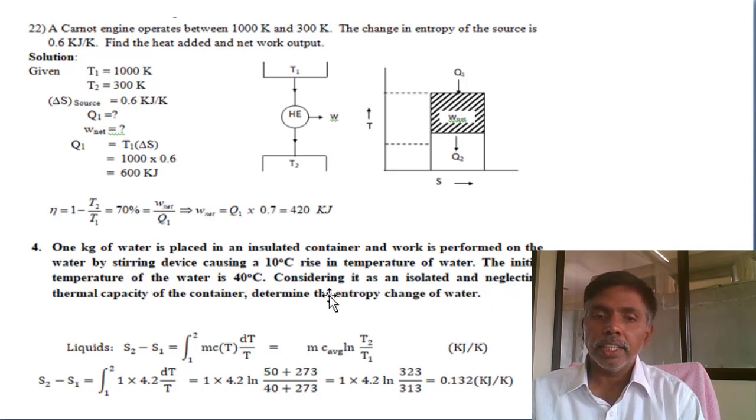Considering it as isolated and neglecting the thermal capacity of the contents, determine the entropy change. I already mentioned for liquids and solids, it is just m c ln T2 by T1. C, the specific heat of water, if they provide or not, you have to assume 4.2 kilojoules per kg Kelvin. ln of T2 by T1. T2 is 50 degrees plus 273, 323, and T1 is 40 degrees plus 273, 313. So finally the change in entropy is 0.132 kilojoules per Kelvin. Simple problem. If you assume the 10 degrees as a drop, a negative value will come. Rise from the initial by 10 degrees added, then we will get the right answer.